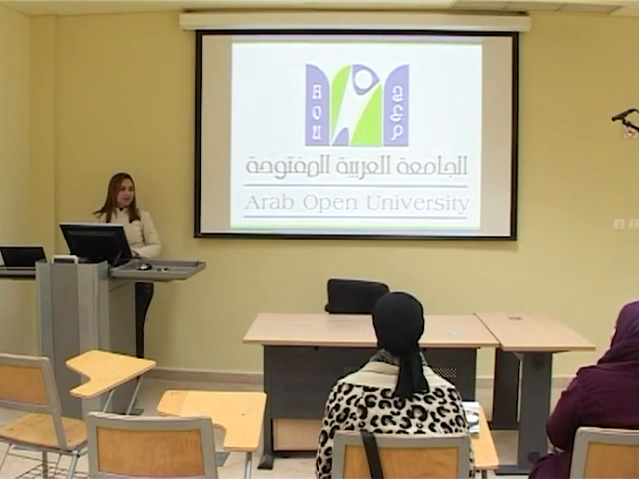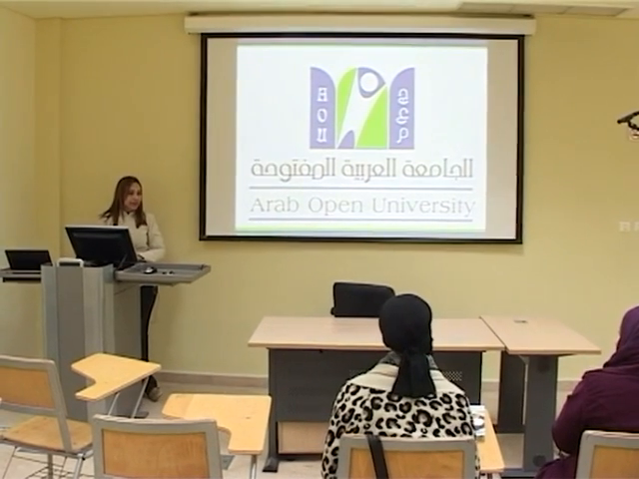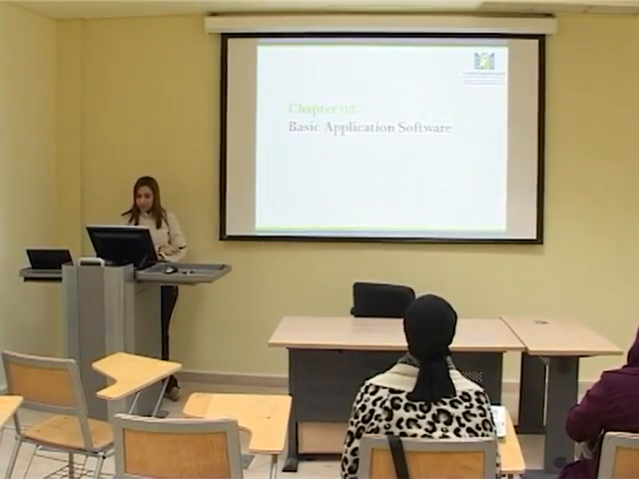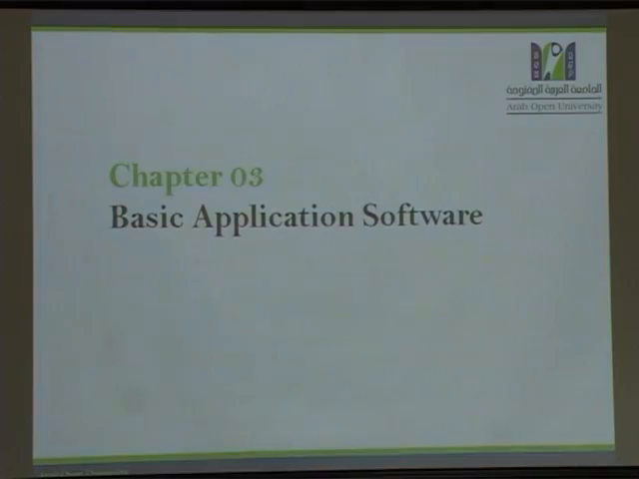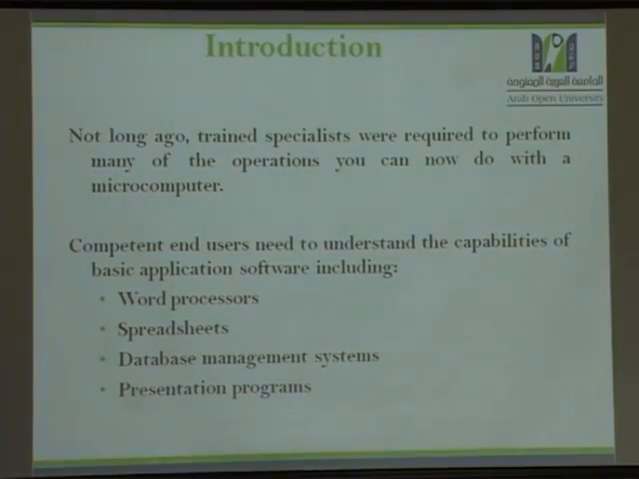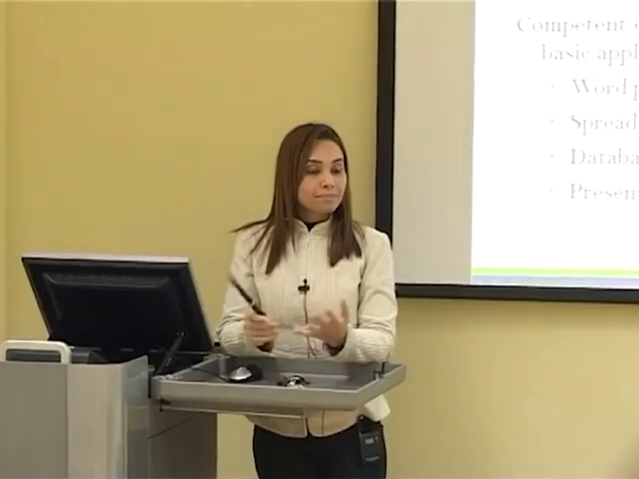Today we are going to cover two chapters, Chapter 3 and Chapter 5. Chapter 3 mainly talks about the basic application software. So, what are the major 5 parts of any information system? People, procedures, software, hardware, and data.